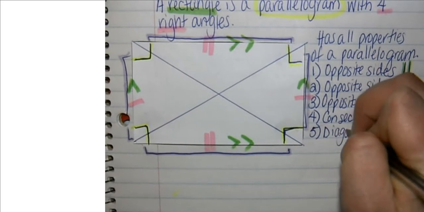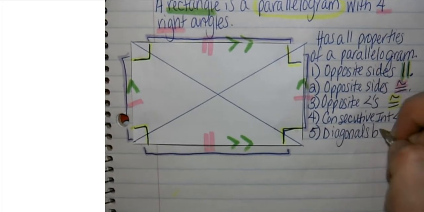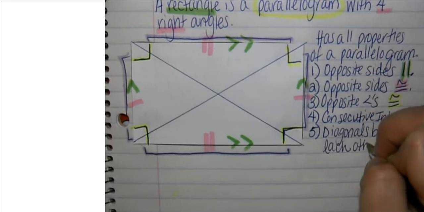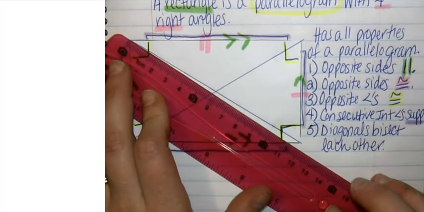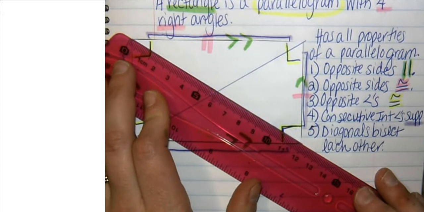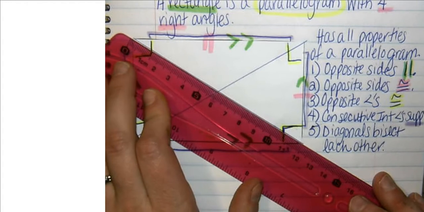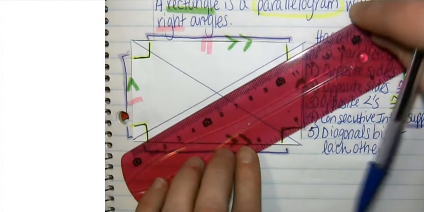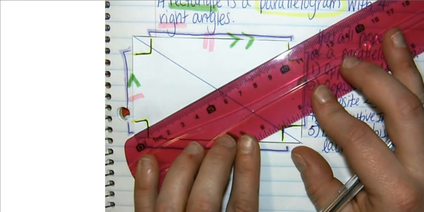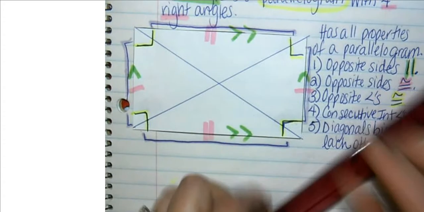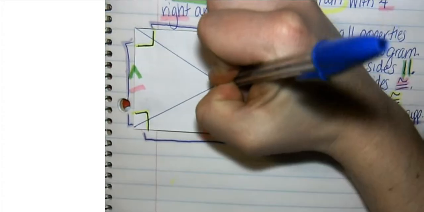Here are my diagonals, and we know that diagonals bisect each other. So I can prove that by looking at the length. Here I'm going to work with centimeters. This diagonal is pretty close to 12 centimeters, and this diagonal is also pretty close to 12 centimeters. So they're both 12 centimeters.